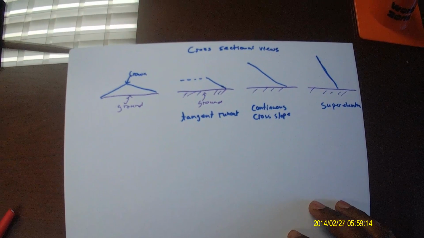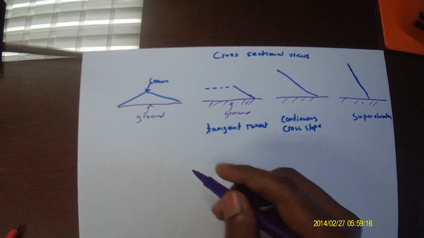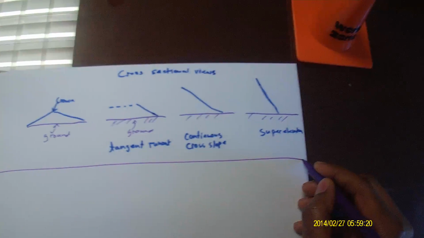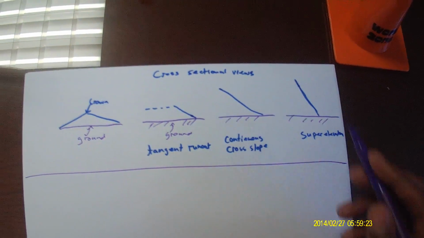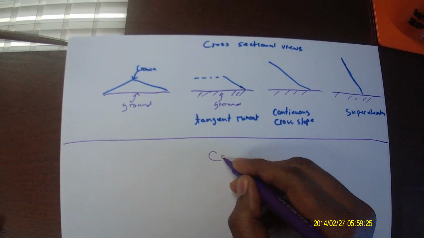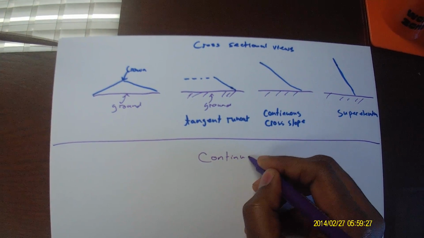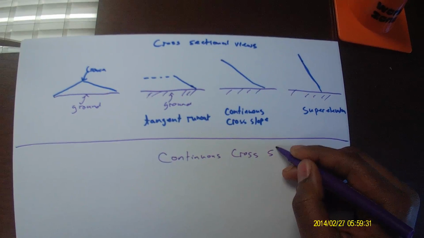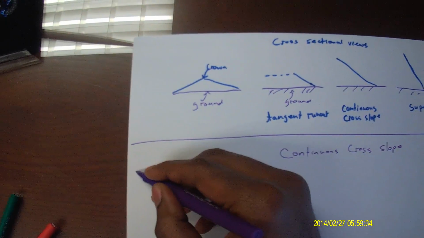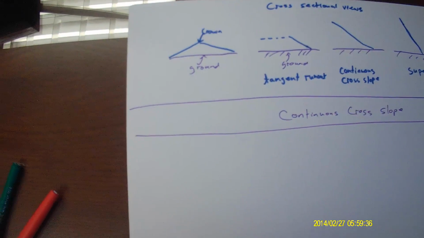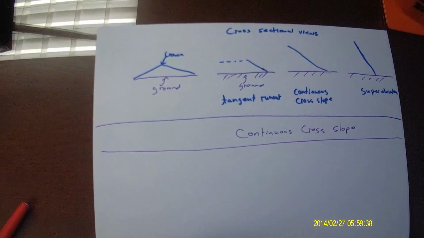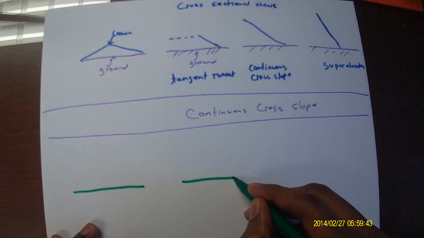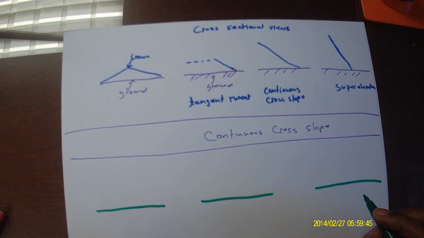But let's just take it from the continuous cross slope, because it may not always look exactly like that. Here's the reason why. When you have a continuous cross slope, when you finally get to that stage, you really have three options. Okay? Option 1, option 2, and option 3.